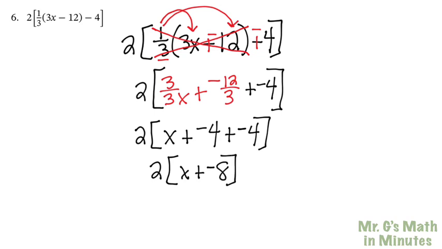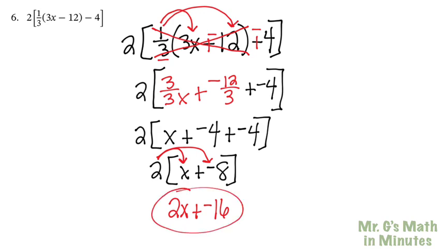All right, so now I'm trying to get rid of these brackets here. On the inside, I have an x plus negative 8. I can't add that together, so I'm going to go ahead and distribute. We're doing 2 times x, which is 2x, plus 2 times negative 8, which is negative 16. And again, nothing else to combine there. So that is our final answer.